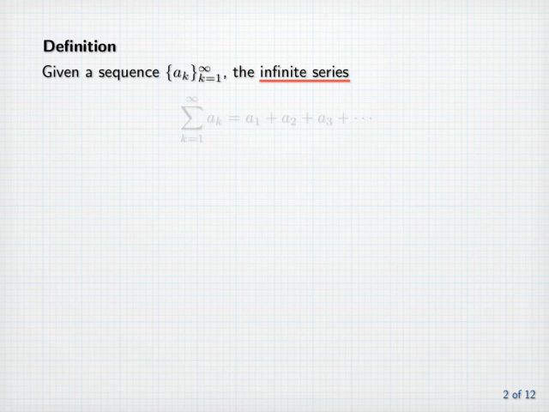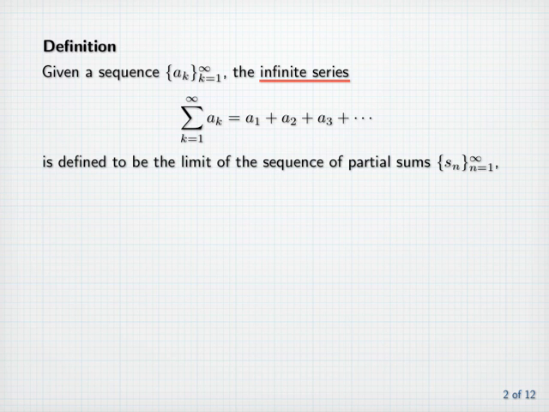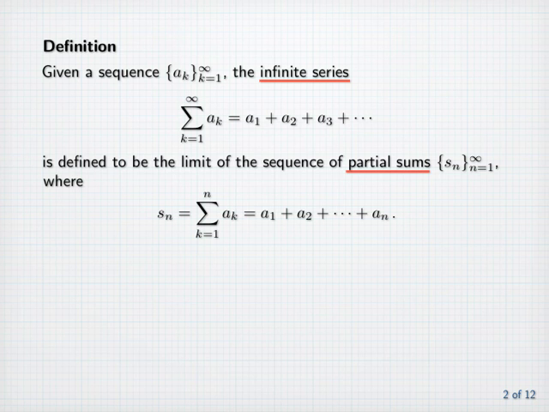Definition. Given a sequence a sub k, k from 1 to infinity, the infinite series, the sum from k equals 1 to infinity of a sub k, which equals a1 plus a2 plus a3 and so on, is defined to be the limit of the sequence of partial sums s sub n, as n goes from 1 to infinity, where s sub n is the sum as k goes from 1 to n of a sub k, which is a1 plus a2 and so forth up to a sub n.